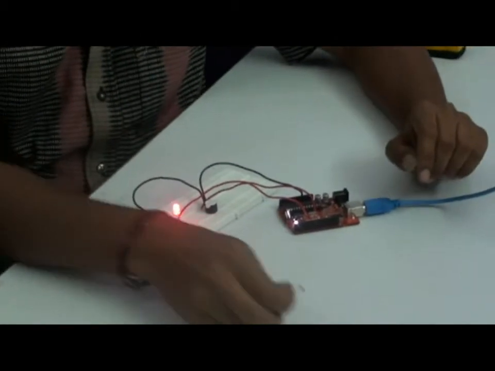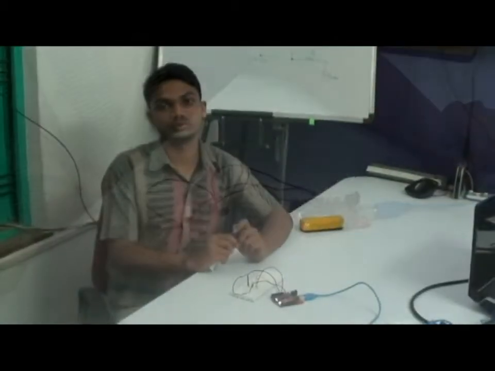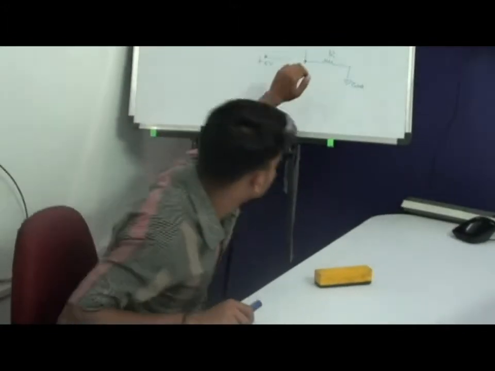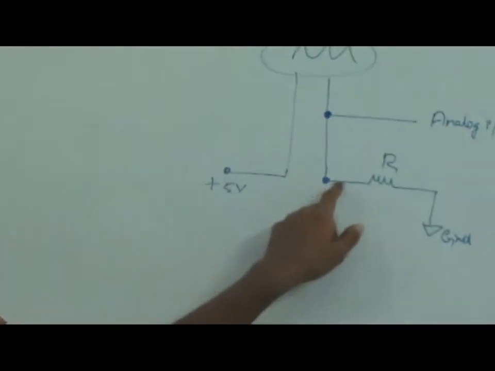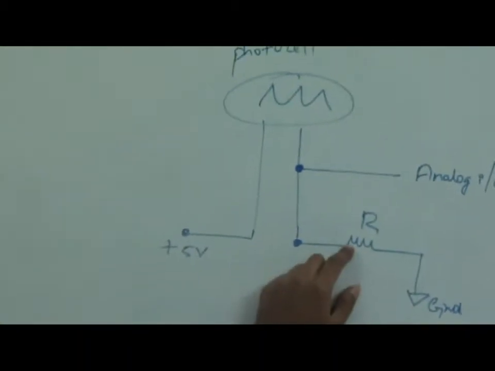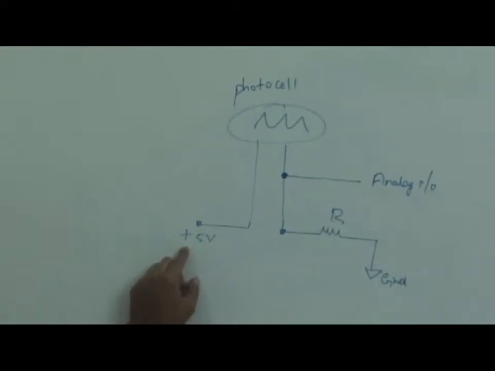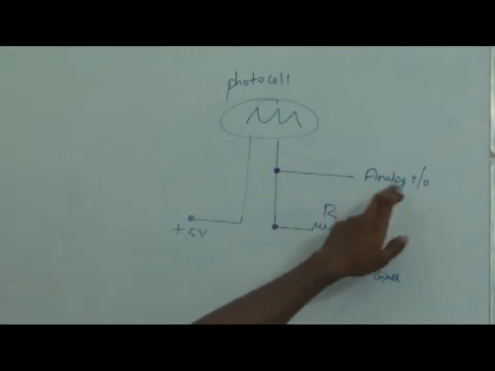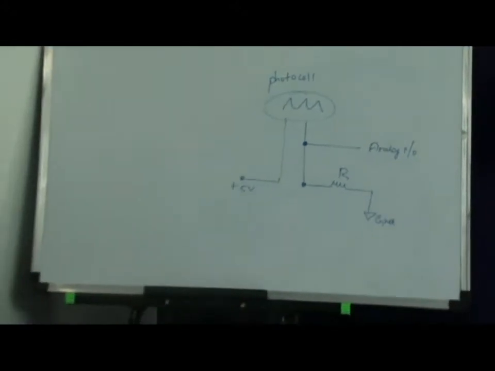This is a basic LDR, also called a photocell. This is how the connection goes. This is a photocell. It has 2 pins. One pin is grounded through a resistor R, and one of the pins is provided with a plus 5 volt supply. And from one end of the resistor it goes to analog IO. Fine. This is how the demo goes.